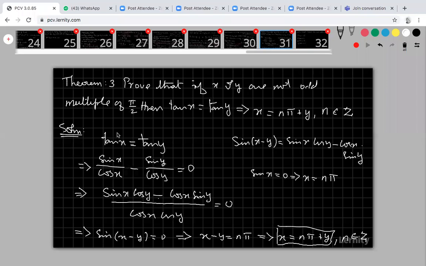Now, what are you asking? Tan x is equal to tan y is given. You bring this tan y to the left hand side. Tan x minus tan y equal to 0. My tan x is sin x by cos x, and tan y means sin y by cos y, equal to 0. Any doubt in that?